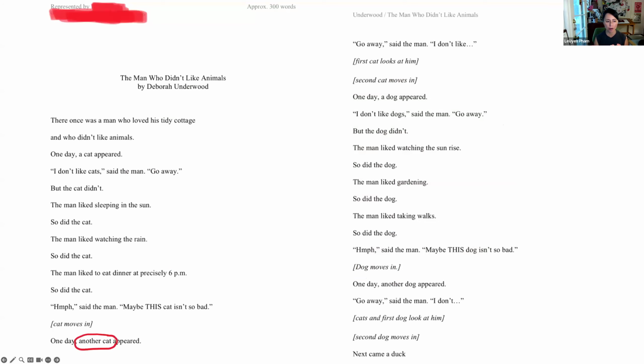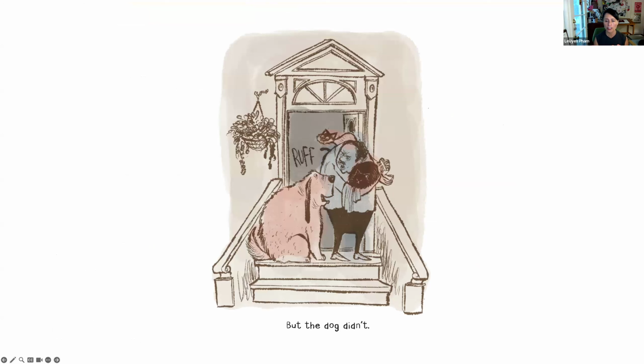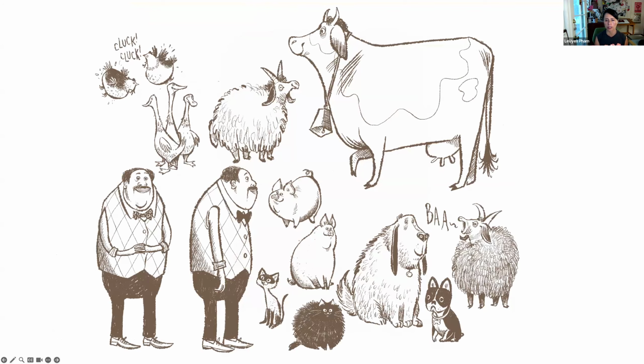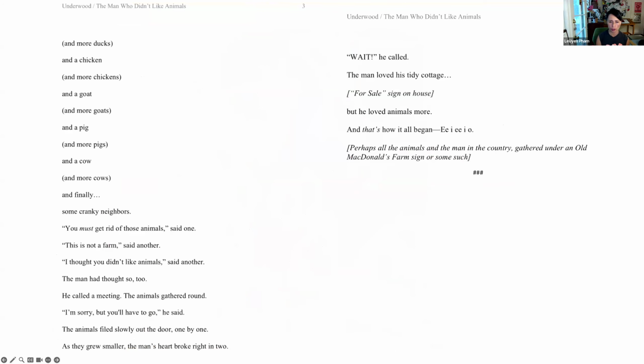Not only do we have the cat, we've got another cat and a dog and another dog and a duck and so on and so forth. All of these animals are going to have their own visual narrative in the story. It's not going to be in the words, but it's going to be in the pictures. So each of these characters, if you follow them through, will have their own story.